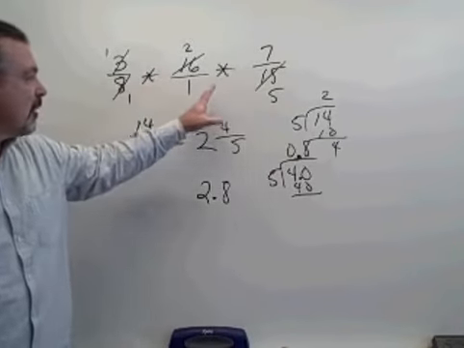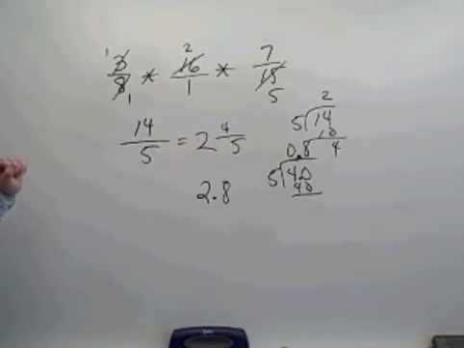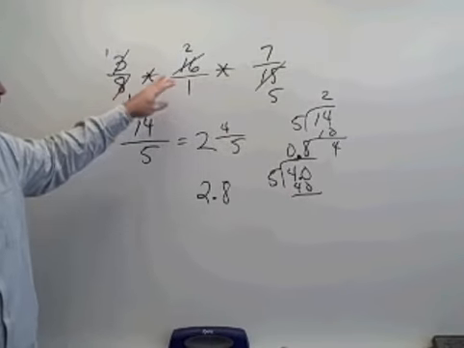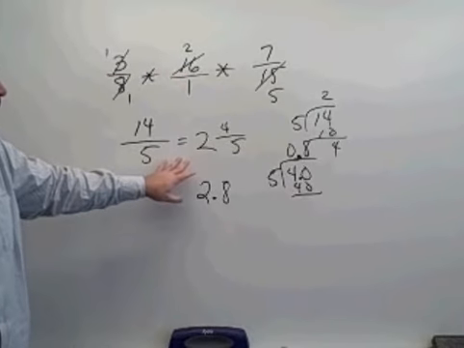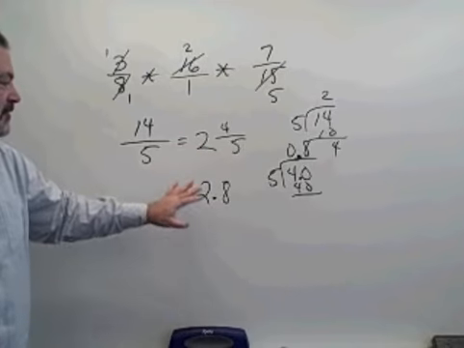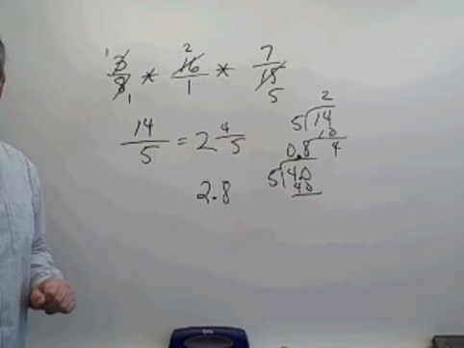So when we have multiple factors, more than 2, we still attack it the same way. We're multiplying, so we try to reduce as much as we can, and then multiply what's left, and put our answer into whichever form we have been requested.